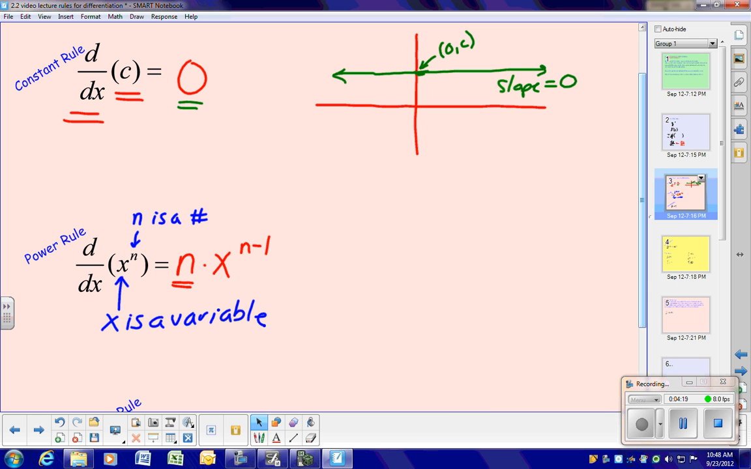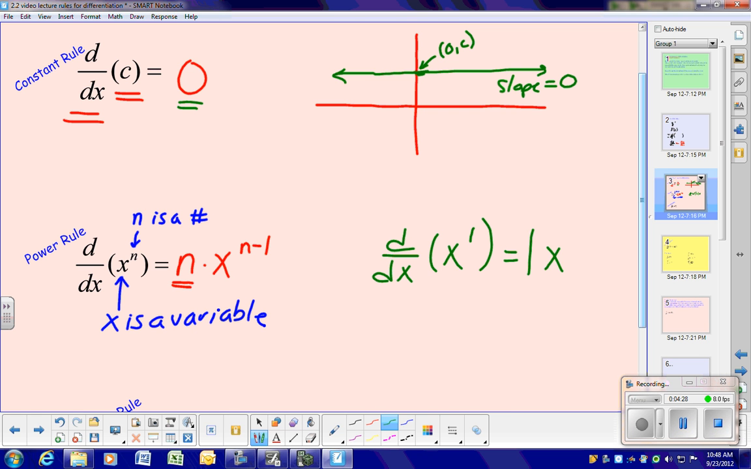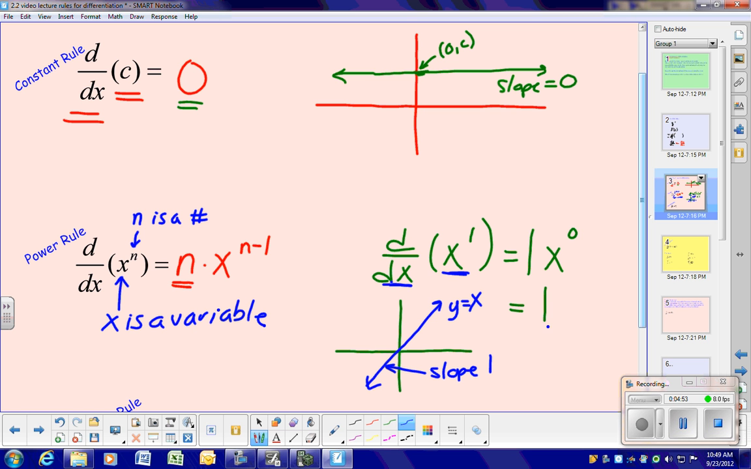It would even apply to this situation. X to the first. Bring the 1 down in front. You get x to the 0. What is x to the 0 as long as x itself isn't 0? It's 1. So you have 1 times 1, which is 1. And that should make good physical sense or mathematical sense, because the function y equals x is this line here. And what is the slope of that line? Slope is 1. So the derivative, or the slope, of x is 1. That's all that is saying.